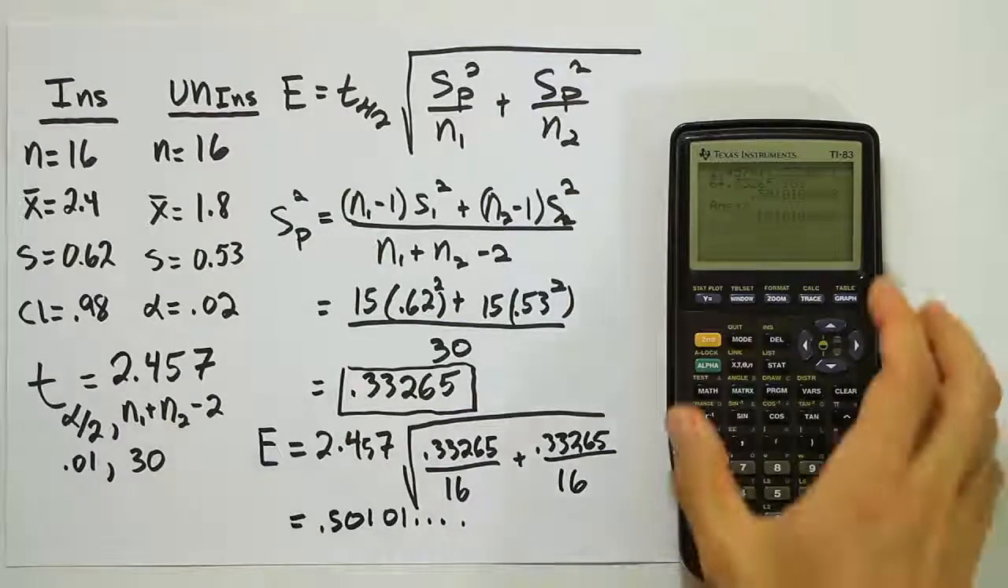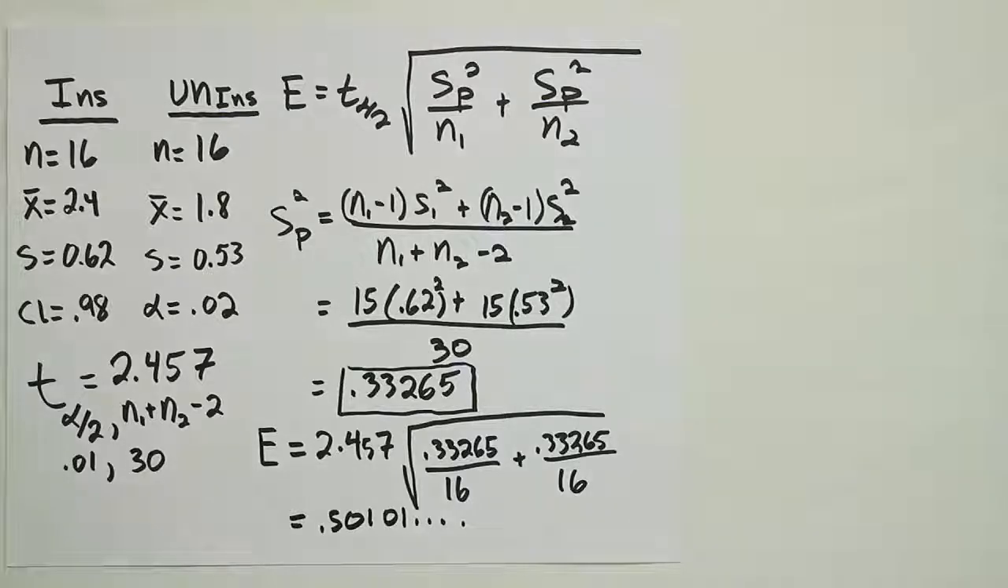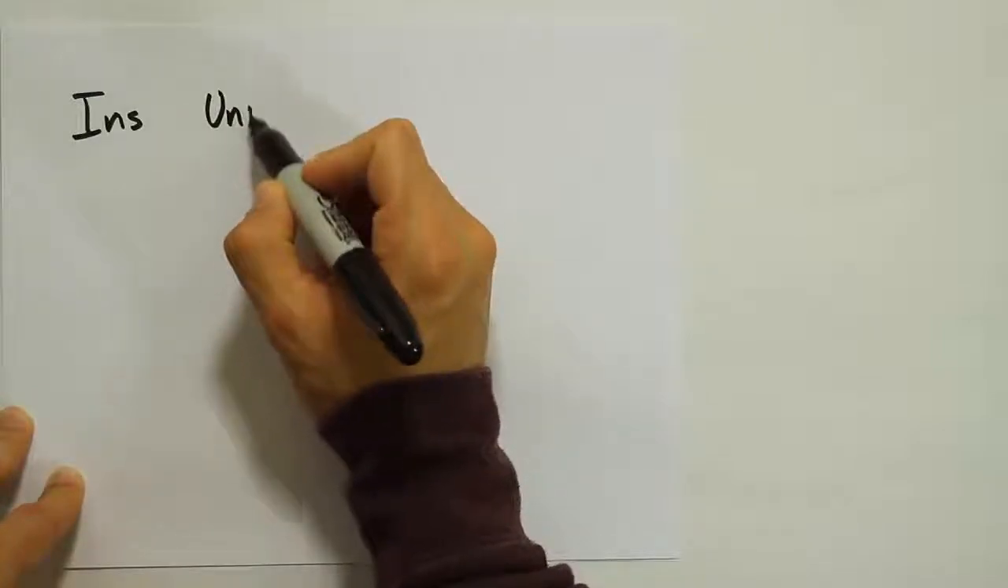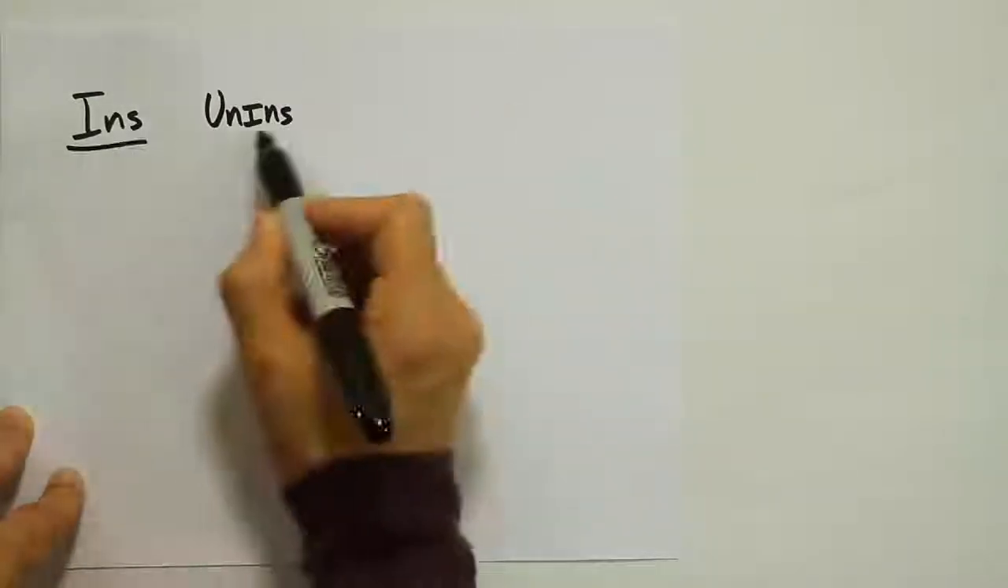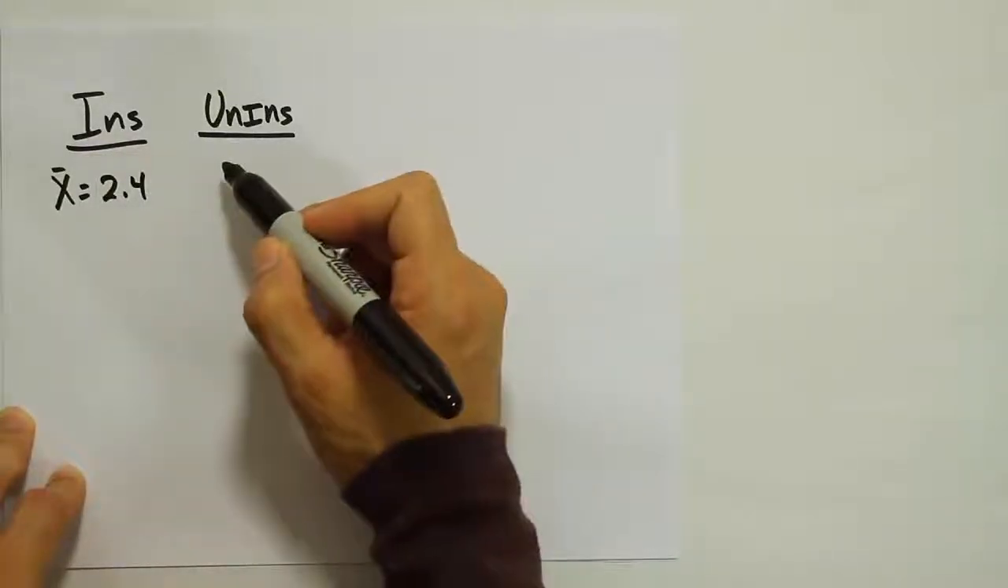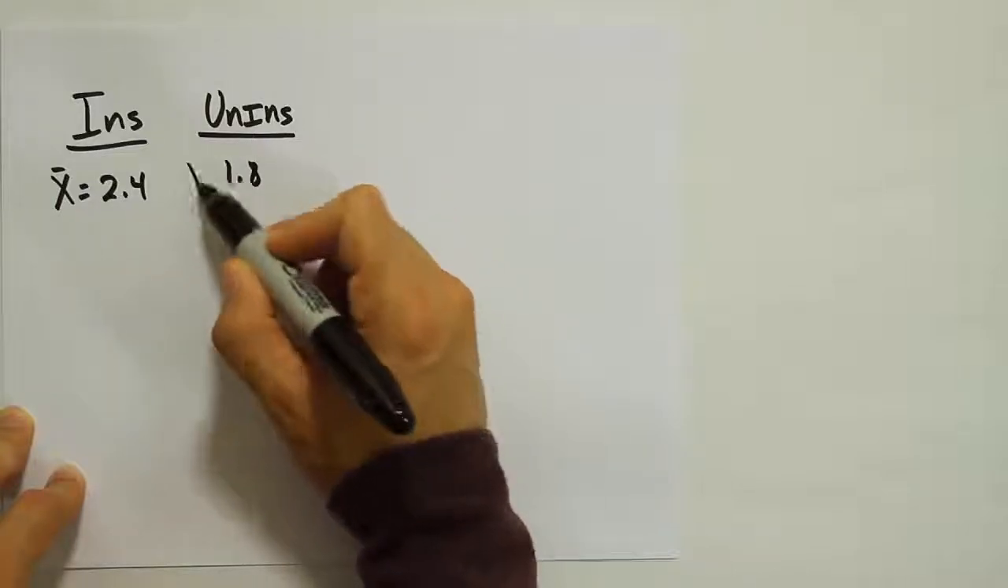All right, to finish the problem, remember you just do that simple addition and subtraction problem that involves subtracting and adding the error to our estimator x bar 1 minus x bar 2. So let's go ahead and work that out now. So I'll lay this on top of the other one. And let's see what we get. So the relevant information from before was that we had the insured group and the uninsured group. And for that group, we had the x bar being 2.4 and the x bar for this group being 1.8.